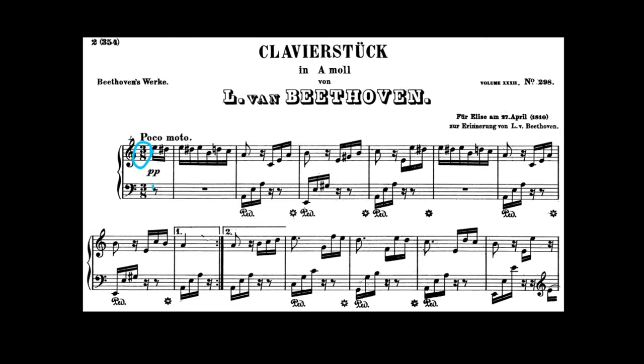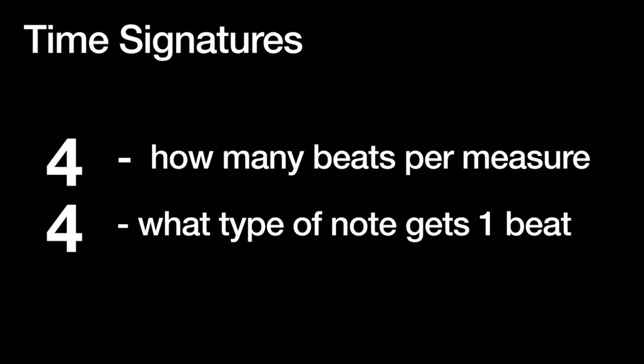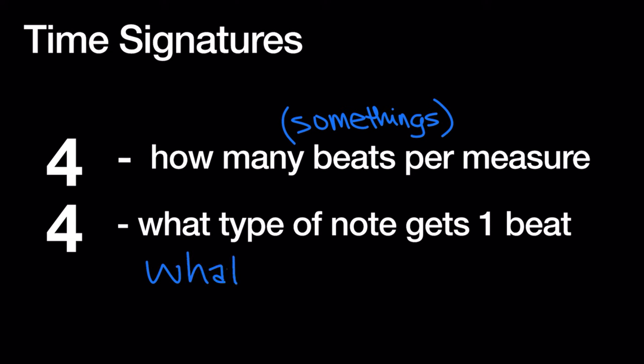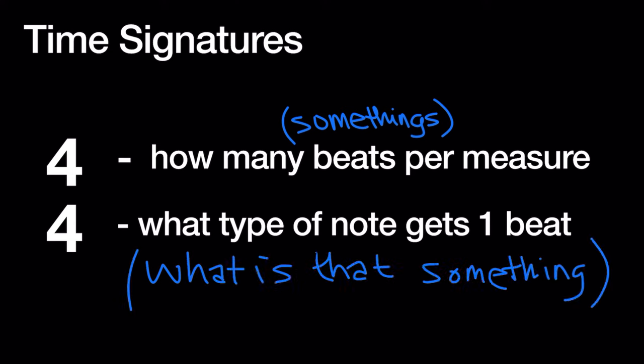This is a time signature. It is written at the beginning of the music right after the key signature. Let's start with the basics. The top number of the time signature tells you how many beats you have per measure, and the bottom number tells you what type of note gets one beat. Let's take a look at this another way. The top number tells you how many somethings you have per measure, and the bottom number tells you what that something is.